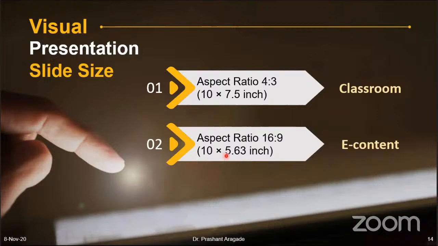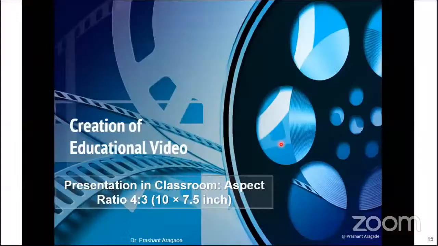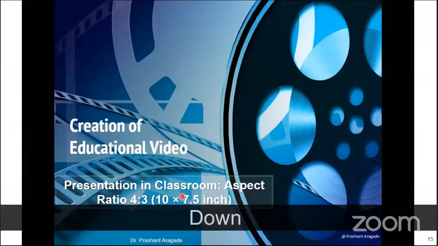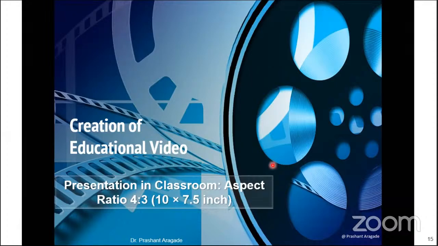That is 10 by 5.63 inches. It will really be helpful for creating very good content. It will help cover the whole screen of your mobile as well as the whole screen of your laptop or desktop. Why? Suppose you keep 4:3. This is an image I have taken from the 4:3 aspect ratio. You will find black spots on the right-hand side and on the left-hand side also, so that space remains blank.